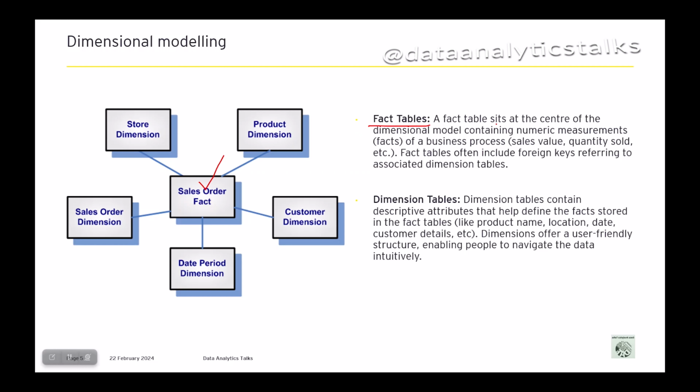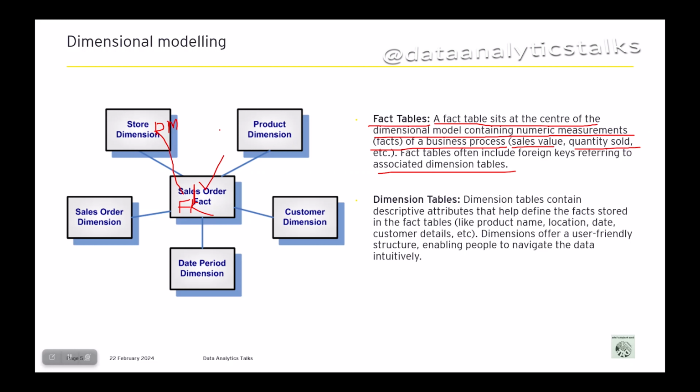To understand the fact table, a few points. A fact table sits at the center of the dimensional model containing numeric measurements, facts of the business process, like sales value, quantity sold, etc. We will see that with an example. The fact table often includes foreign keys referring to the associated dimension table. So we have the store primary key. This primary key becomes a foreign key in the fact table. That also we will see at a later stage. So what is the dimension table?